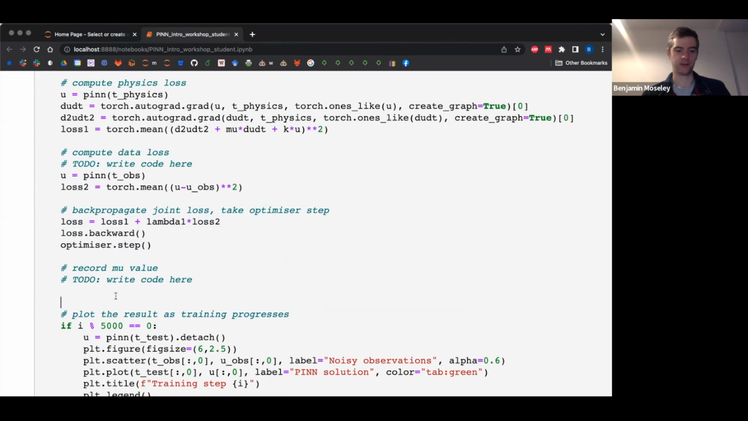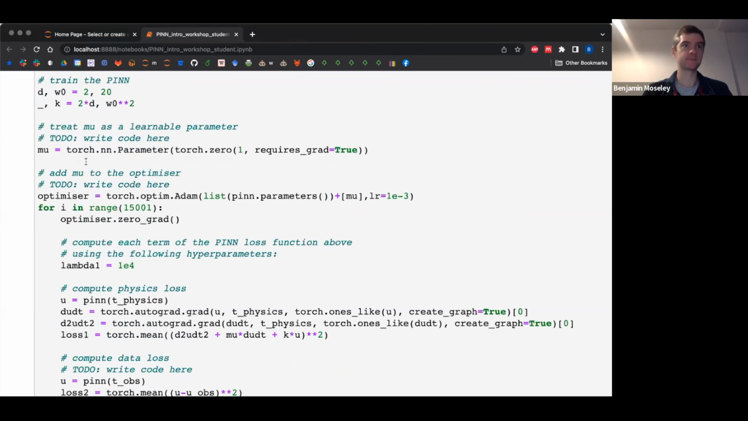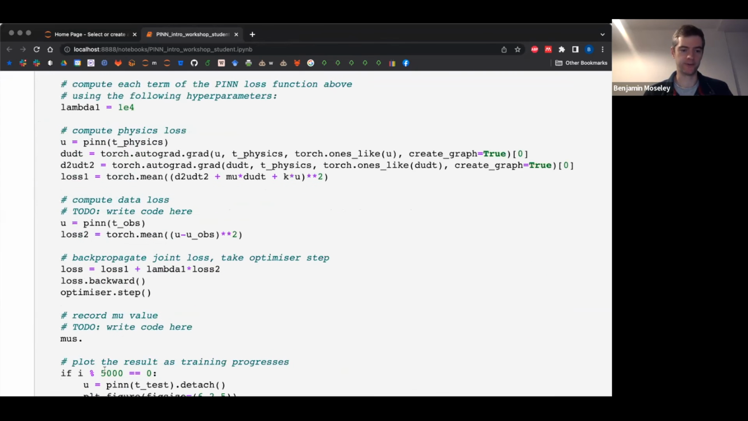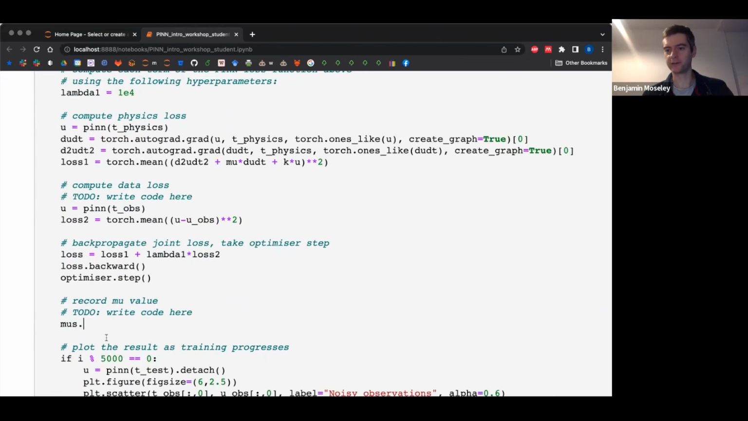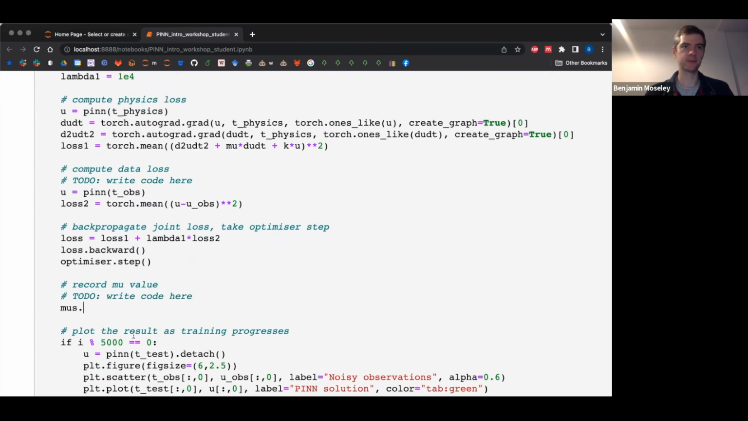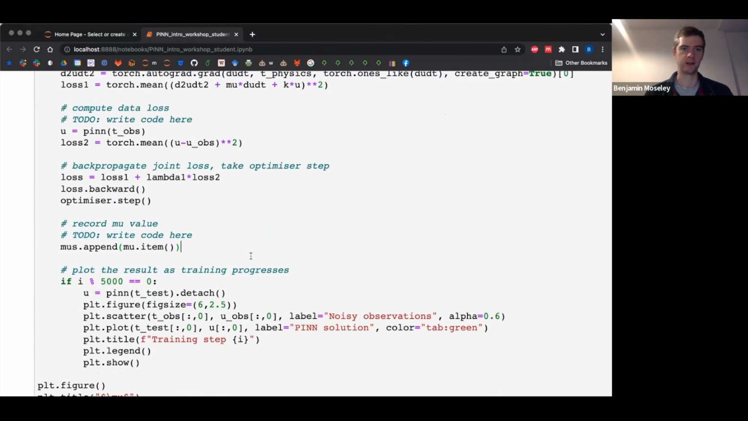The last thing we'll do is create a list here just to record the values of mu so that we can plot its convergence over the training step. So we're just going to append that, and we can just take the scalar value here. Cool.